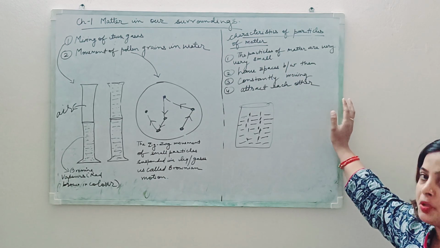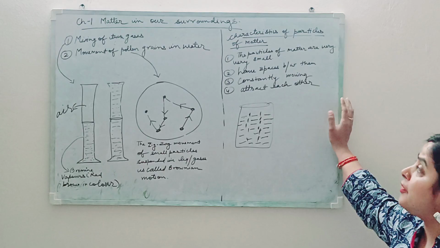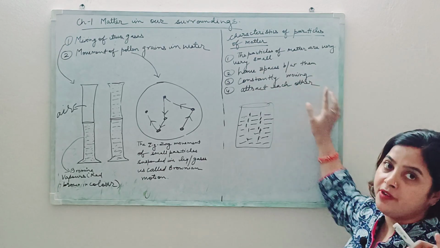Particles of matter have spaces between them. Then what was the first point? Particles of matter are very very small.